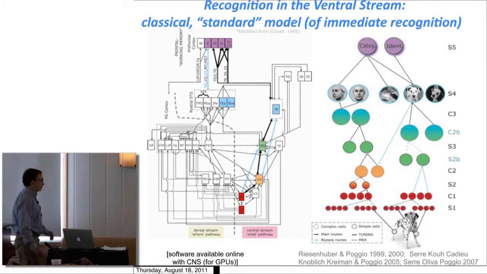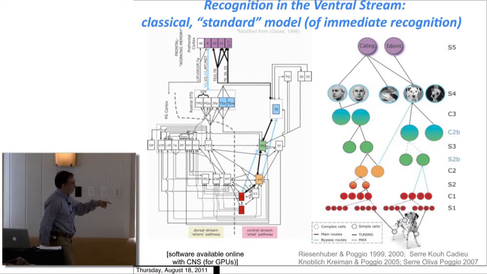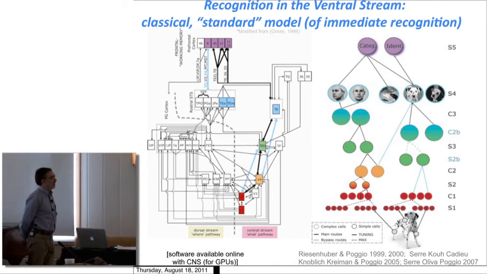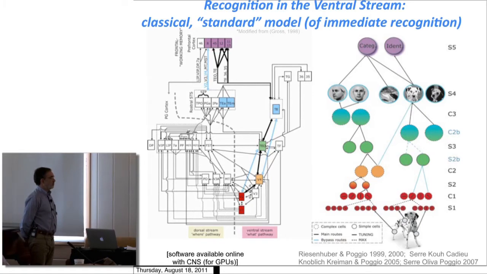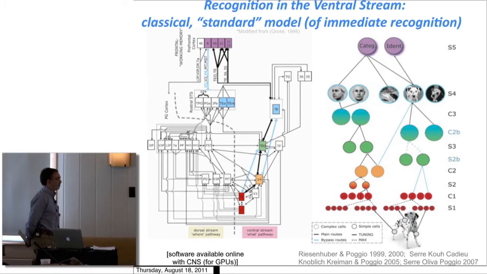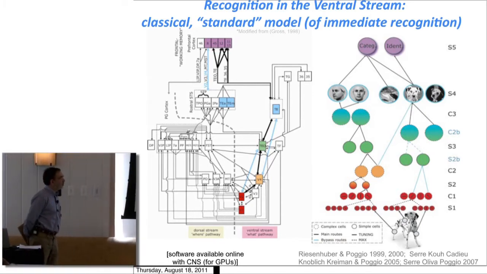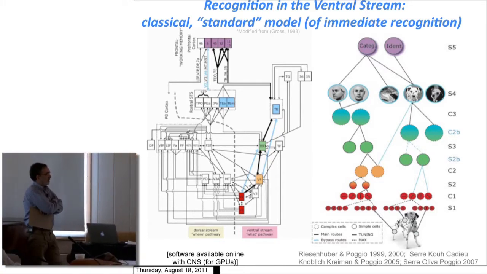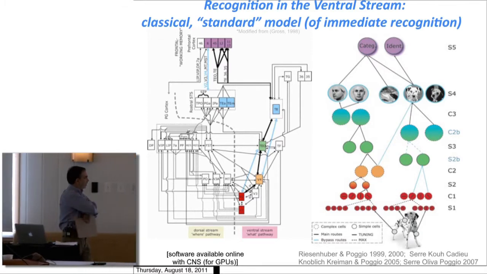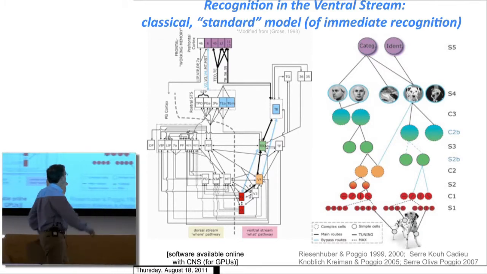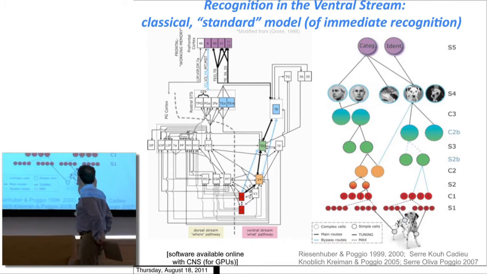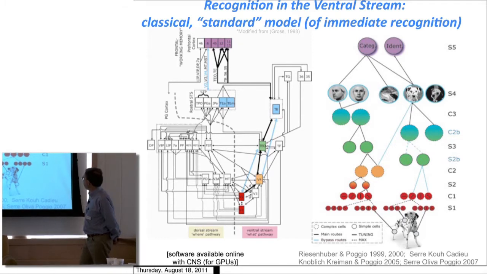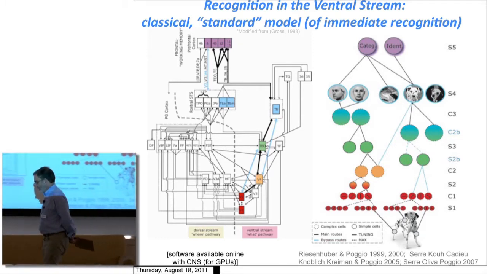Okay, so the model we have been developing is essentially trying to be as faithful as possible to what we know in terms of properties of cells in V1, V2, V4, and IT. So we have color coding here for V1 and V2, and layers of simple and complex cells.